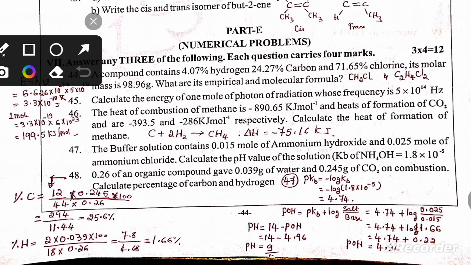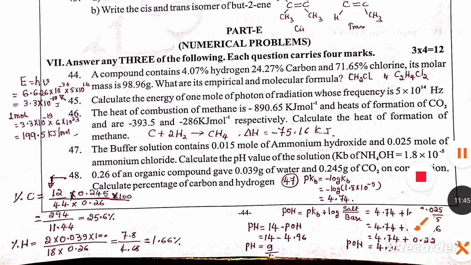Similarly, to find out the percentage of hydrogen, 2 is the mass of hydrogen, the molar mass of hydrogen is 2, into mass of water formed 0.039 into 100 divided by molar mass of water which is 18, and mass of organic compound 0.26. When you multiply, you will get 1.66 as the answer. So this is about the solution of the model paper.